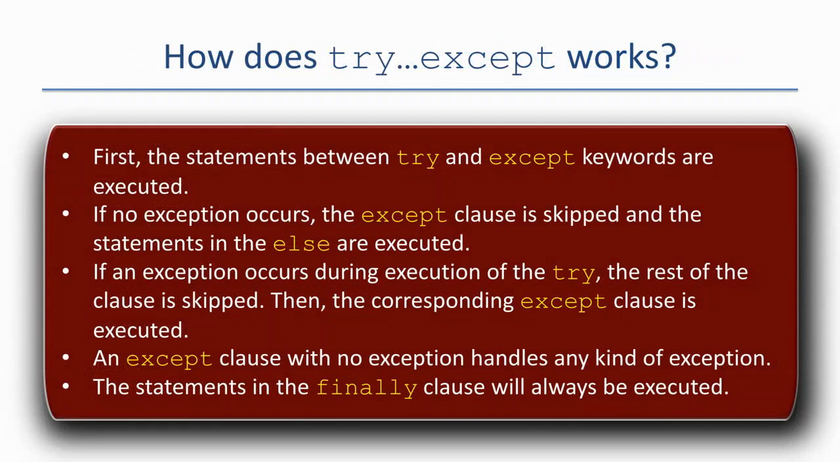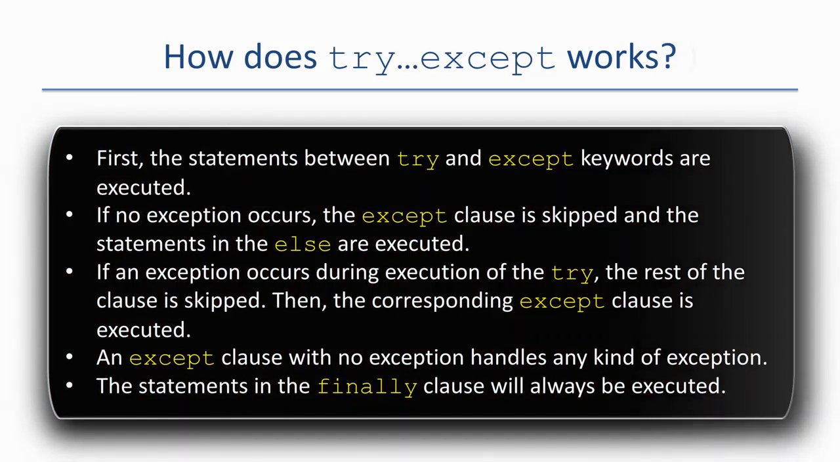Now let's see how the try except statement works. First, the statements between try and except keywords are executed. If no exception occurs, then the except clause is skipped and the statements in the else are executed. If an exception occurs, then the rest of the clause is skipped and the corresponding except clause is executed. An except clause with no exception handles any kind of exception. And if a finally clause exists, the statement in the finally clause will always be executed.